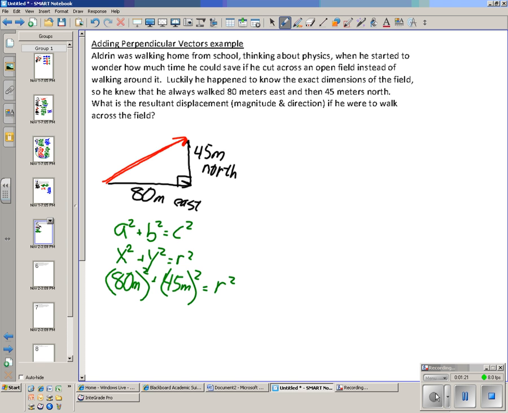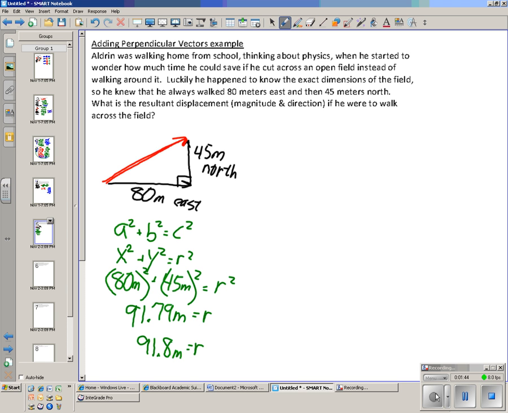So tap into our calculators. 91.79 meters is r. With reasonable significant digits, that would be 91.8 meters is the r magnitude. However, we still have to get the angle.